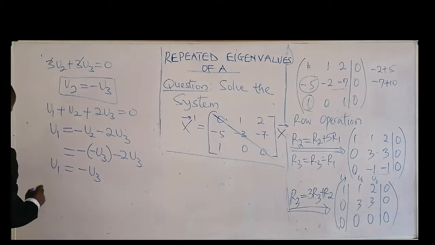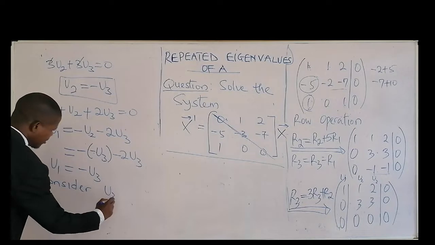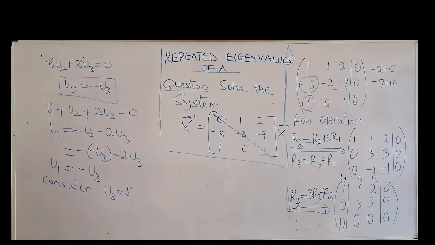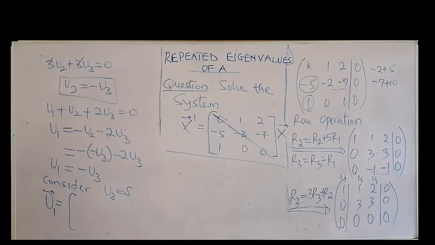So what we do now is consider u3 to be x. In that case, the eigenvector, the first one, will be equal to u1 is what?